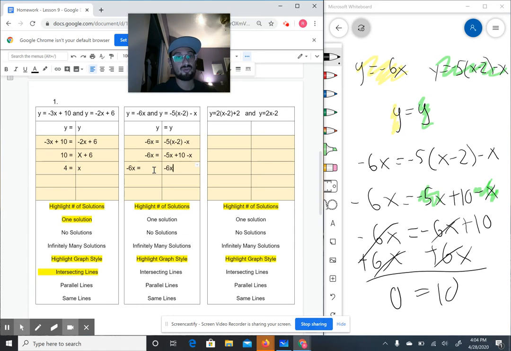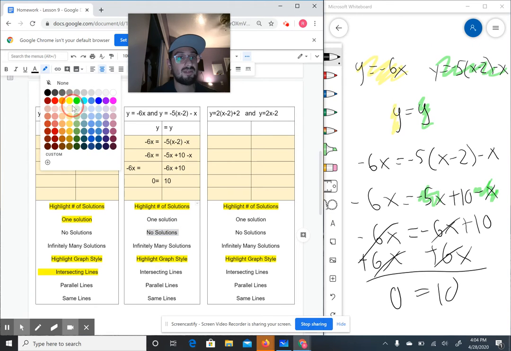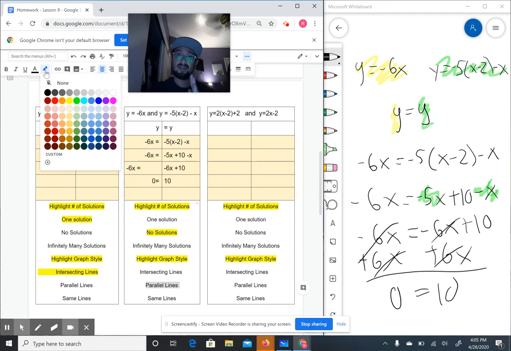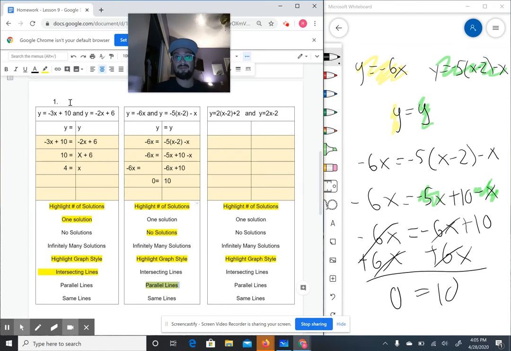Negative 6 equals negative 6x plus 10. Add 6 to both sides. You're left with 0 equals 10, which is a false statement. So that's no solutions. That means that they should be parallel, right? That means they never cross. If y never equals y, that means the two lines never cross. So that's going to be a parallel line problem. Okay.